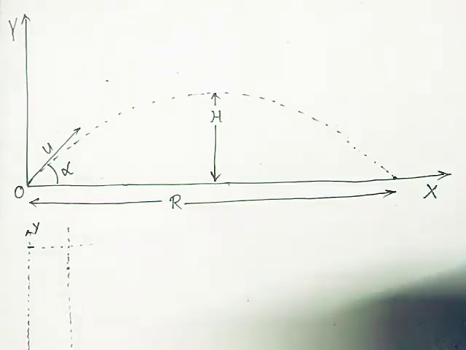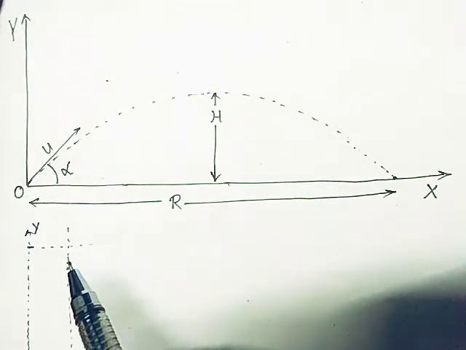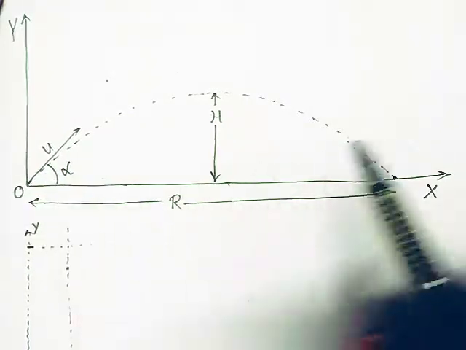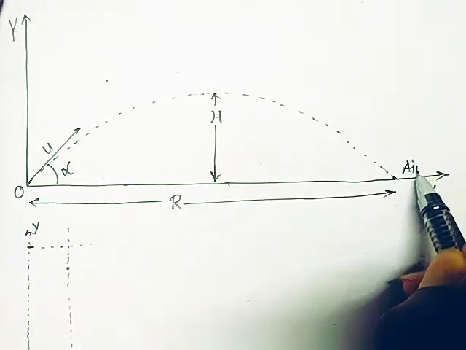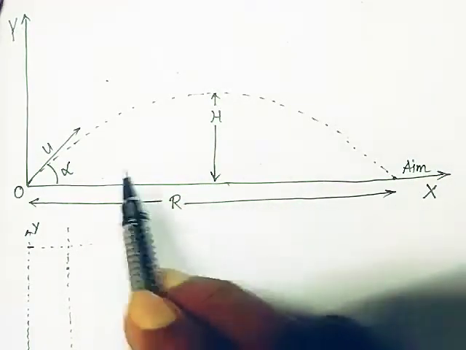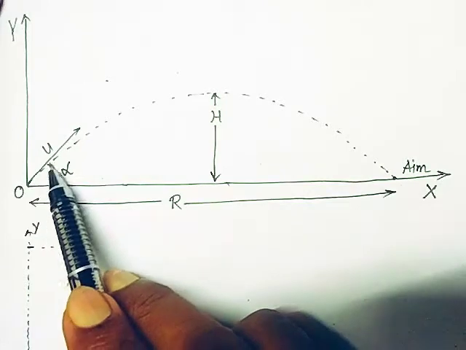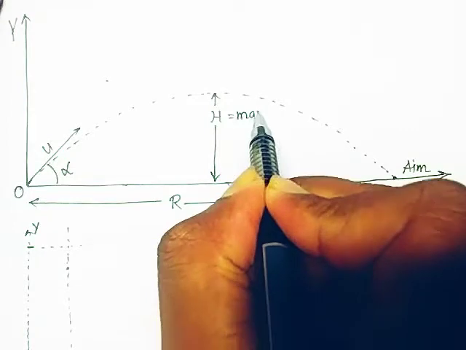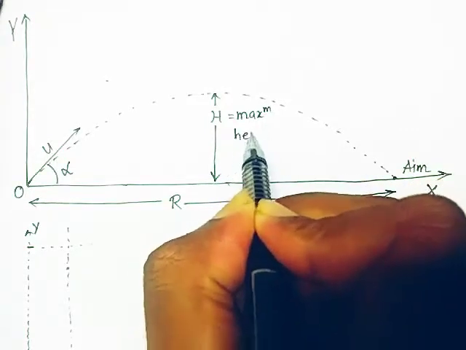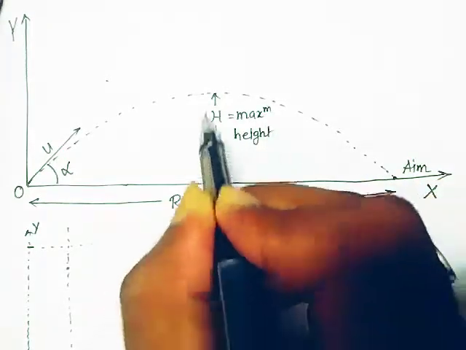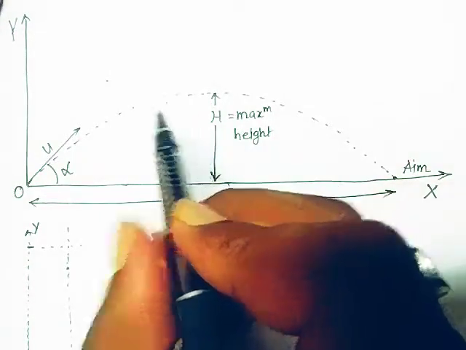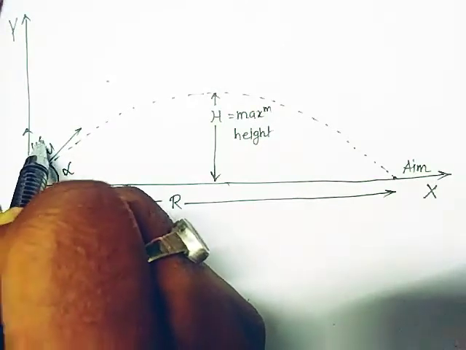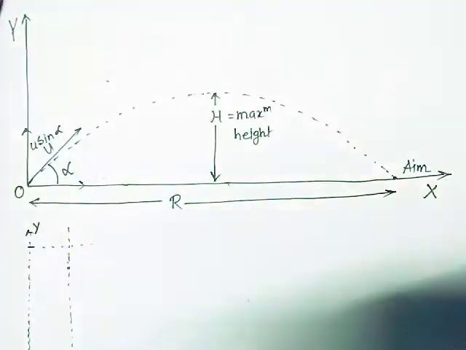Welcome again. In the previous video we have seen that a particle is thrown with a velocity u making an angle alpha, and this is the aim or the target where it has to reach. The maximum height is the capital H. It will reach there, and how? The maximum height will be attained by the particle due to the vertical component of motion, that is u sine alpha.